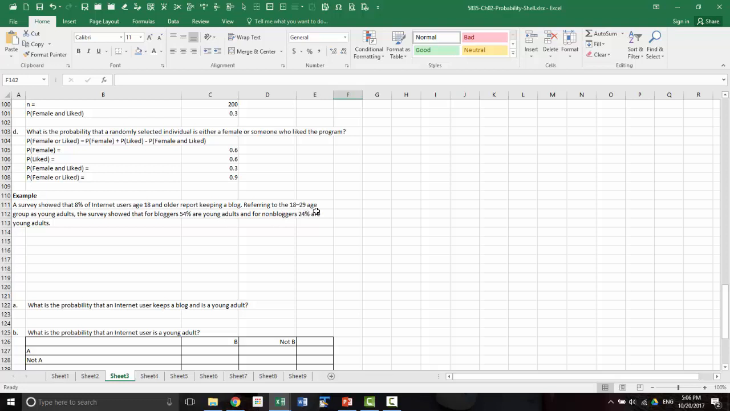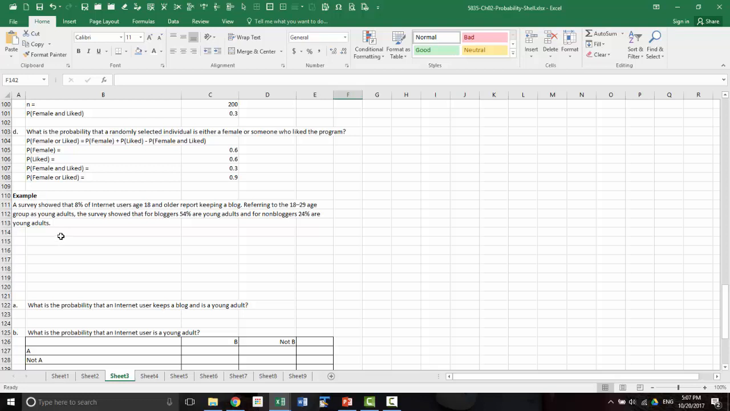Referring to the 18 to 29 age group as young adults, the survey showed that for bloggers 54% are young adults, and for non-bloggers 24%. These are conditional probabilities, right? So a survey showed 8% of the internet users age 18 and older keeping a blog.